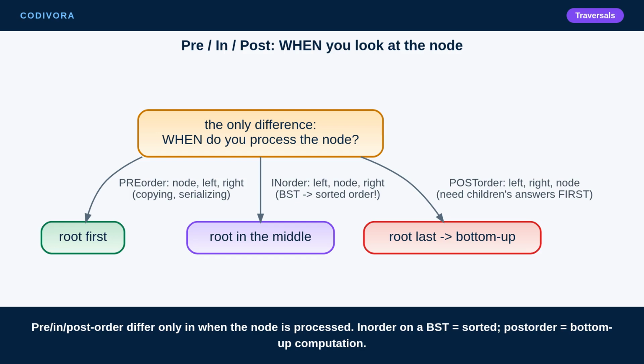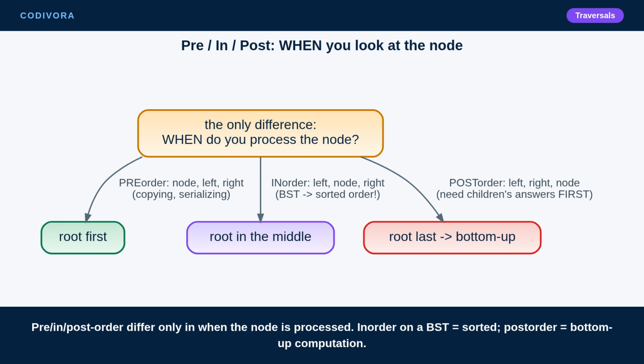First, the 3 traversals. The only difference is when you process the current node relative to recursing into children. Preorder, node first, is for copying or serializing a tree. You record a node before its parts. Inorder, node in the middle, has the famous property: on a binary search tree, it visits values in sorted order. Remember that for the BST video.